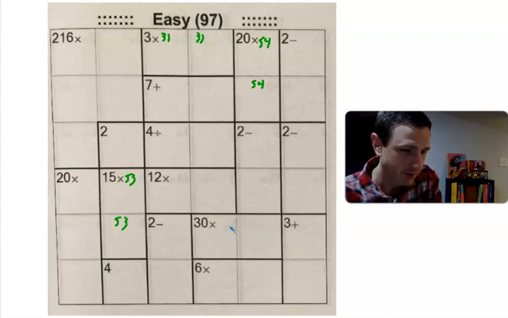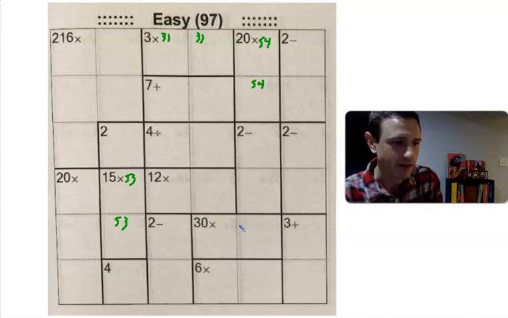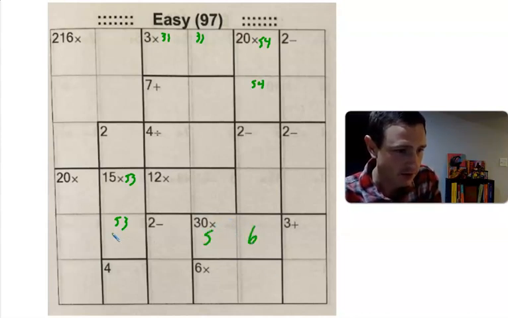So 6 and 5, I'm starting to feel the time crunch, so I'm starting to panic. So this is going to be 6 and 5, 5 is going to be here, so 5, 6, 3, 5.